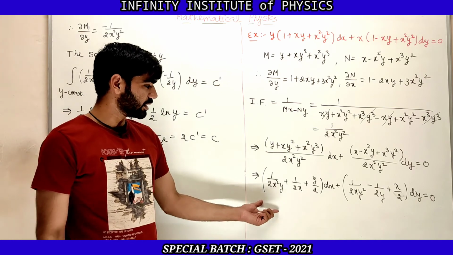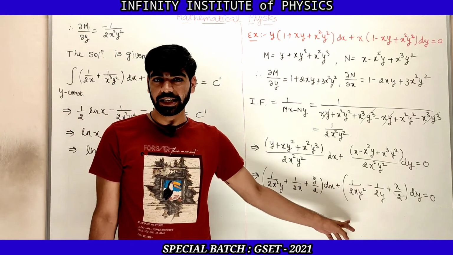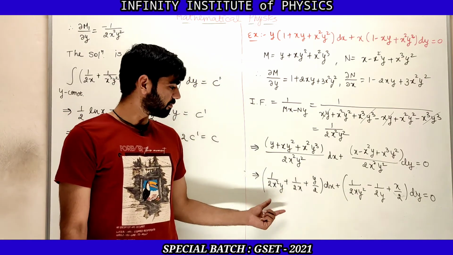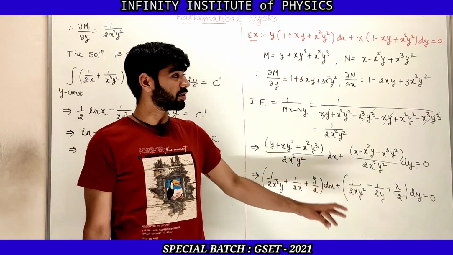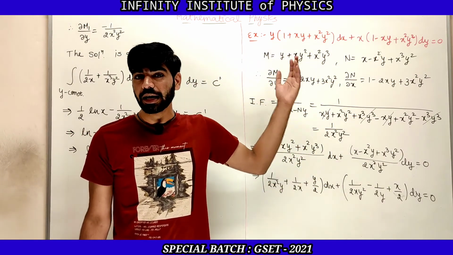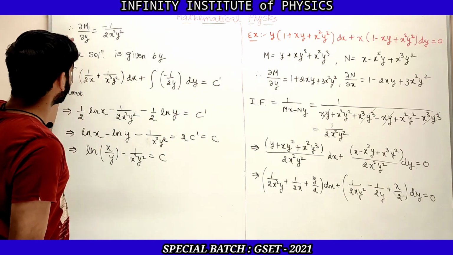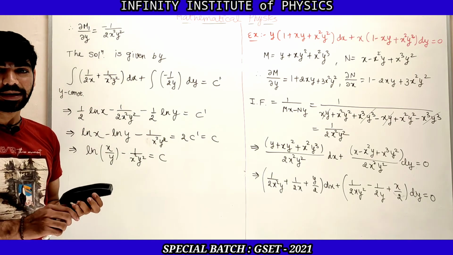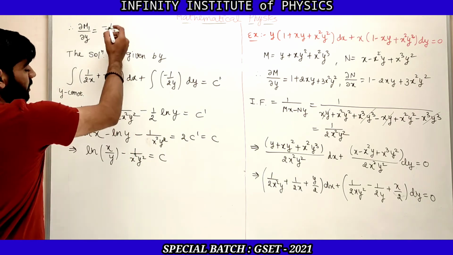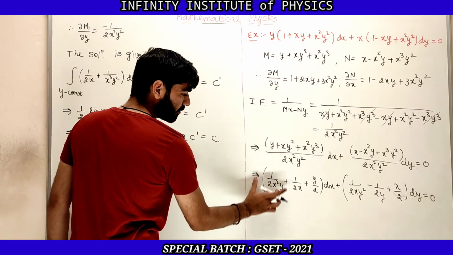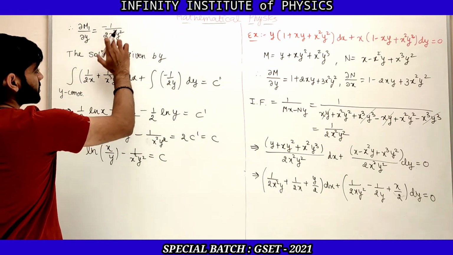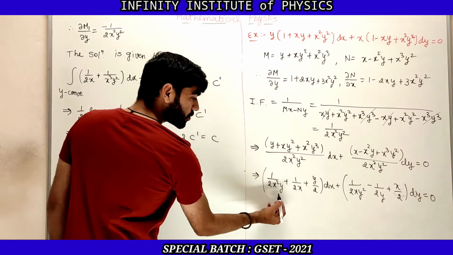So this we have converted in the form of M dx plus N dy is equal to 0, or M1 dx plus N1 dy is 0, because we already said that M and N are different functions. So we need to find out del M1 by del y. For that first term, the differentiation with respect to y, that is minus 1 by 2x square y square.